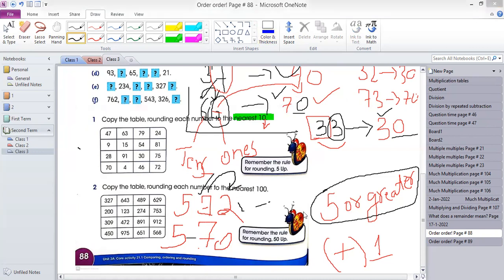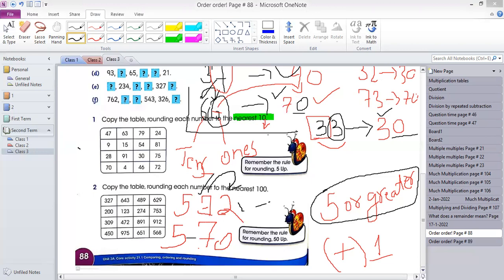Guys, is it clear to you? Yes, sir. So for a three-digit number, we will check the ones, not the tens. If it is less than 5, we will put 0. If it is 5 or greater, we will add 1. So nice of you guys.